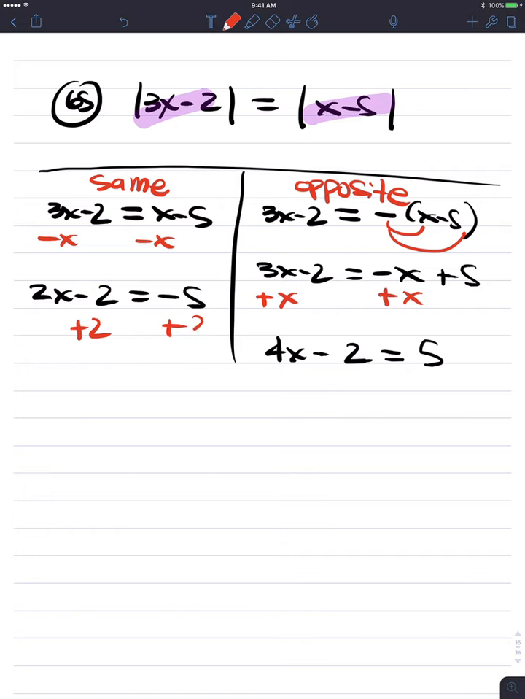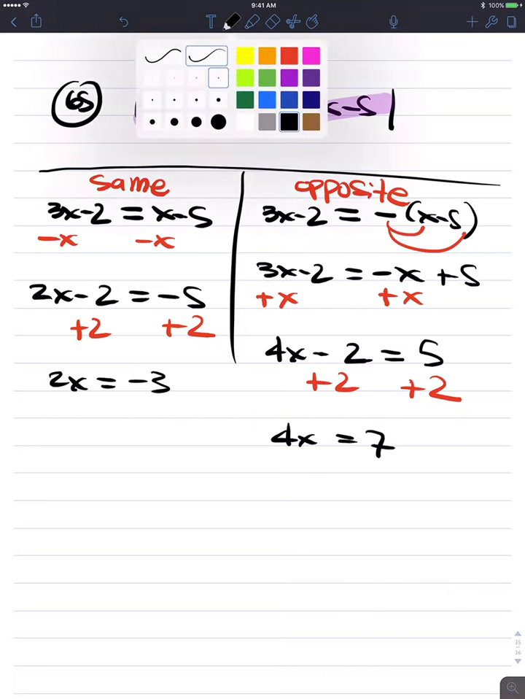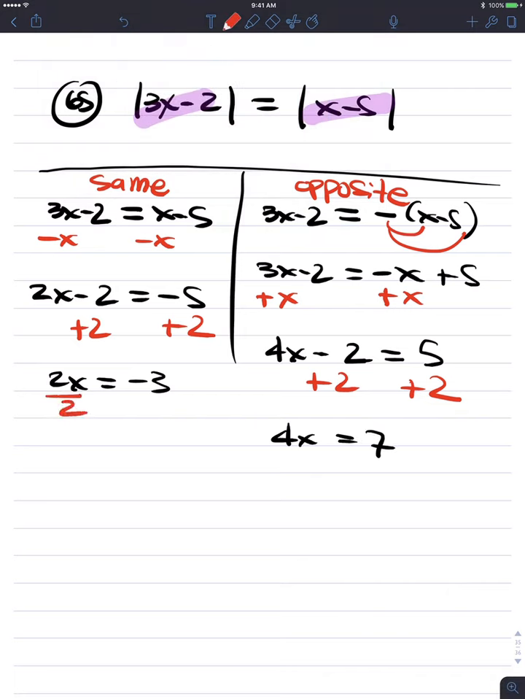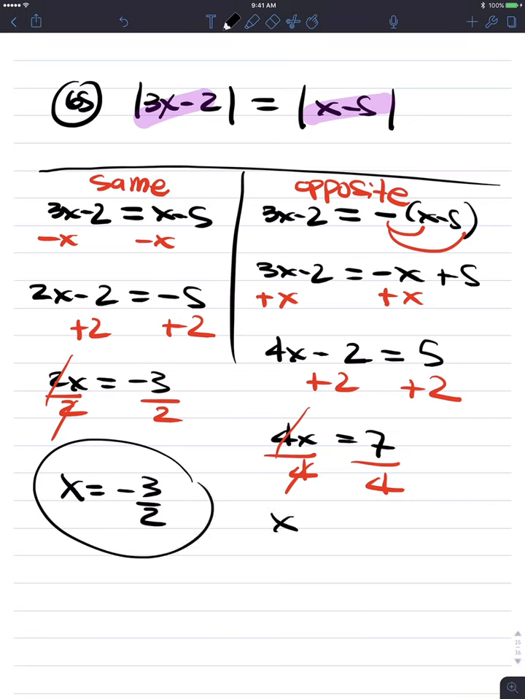Add 2 to both sides. Add 2 to both sides. We end up with 2x is a negative 3, or a 4x here is 7. Divide both sides by 2. Divide both sides by 4. We end up with x is negative 3/2, or x is positive 7/4. These are my two solutions here.